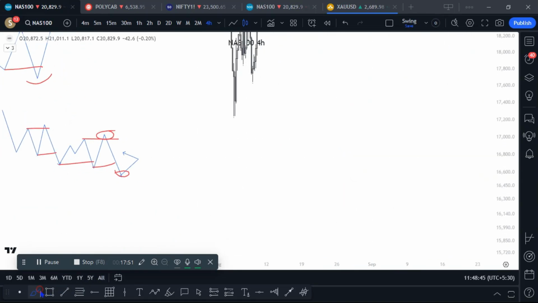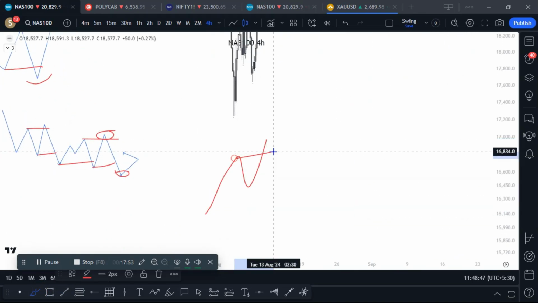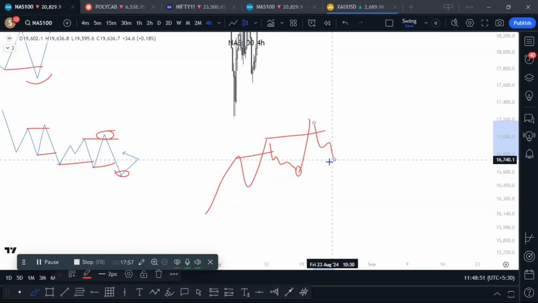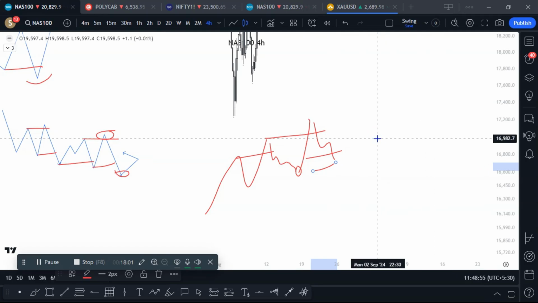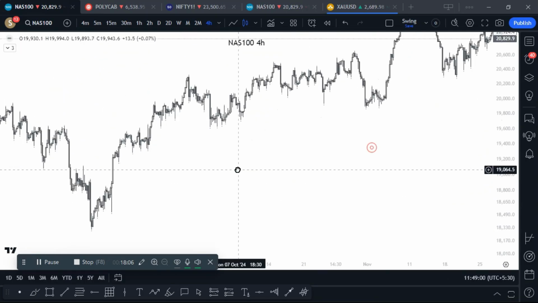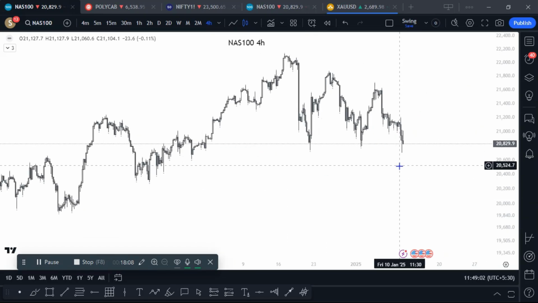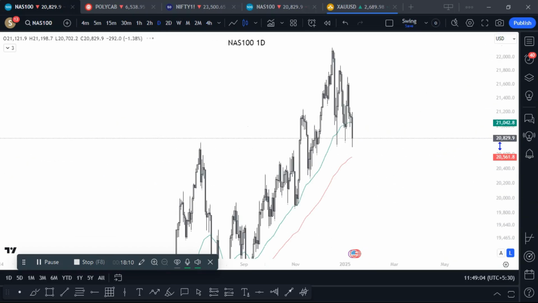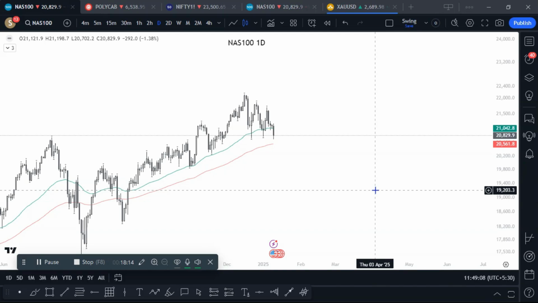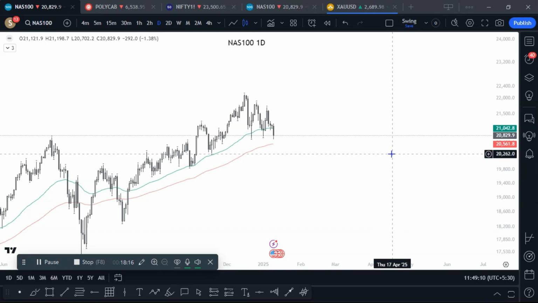Alright guys, let's end this video. In the next video, I will show you what these complex pullbacks are and how you can understand them, because 95% of the time the market will make complex pullbacks, not simple pullbacks. Why? Because price needs orders, price needs liquidity of retail traders and institutional traders.